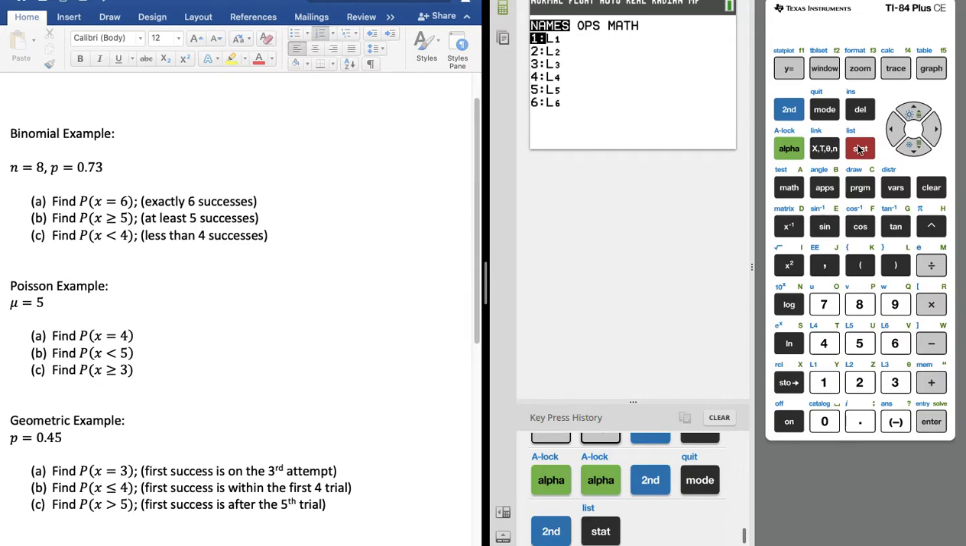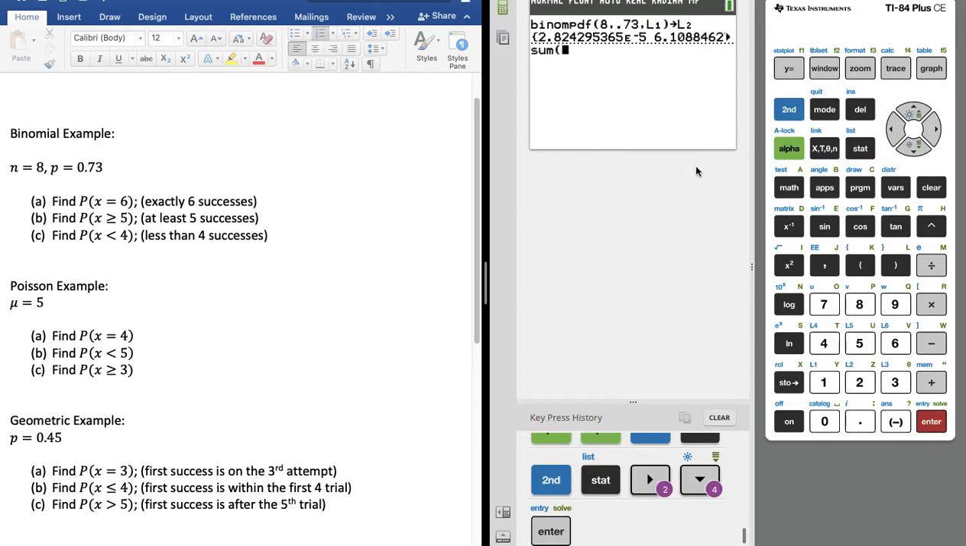It's second stat. Go over to math, and you're going to go down to sum. Okay, and so the way you're going to type this out, it'll bring it up as sum, parentheses, and it's going to be your list, then the minimum, then the maximum value. And then you'll be able to hit enter, and it should come out to be what you're looking for. So in this case, the probabilities that we're looking for is under L2, so I'm going to hit L2, comma. Okay, comma is above the 7, so it's highlighted in red for me.